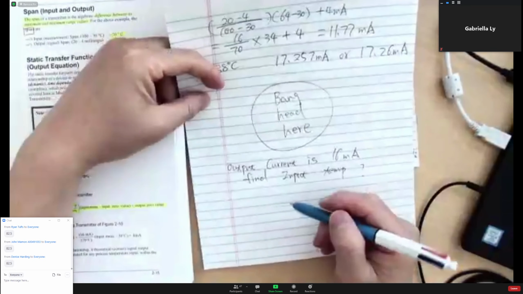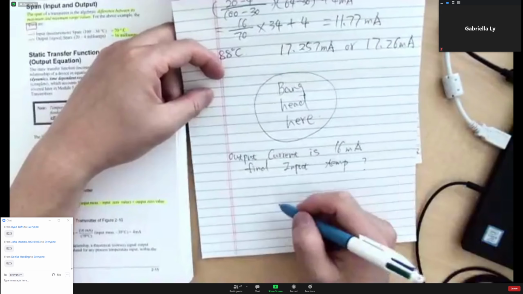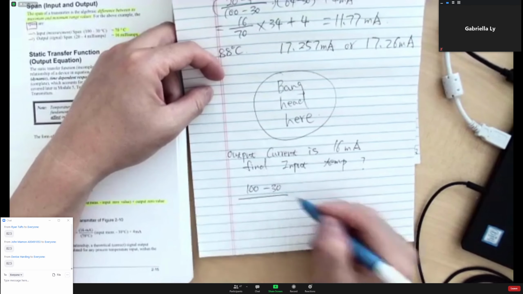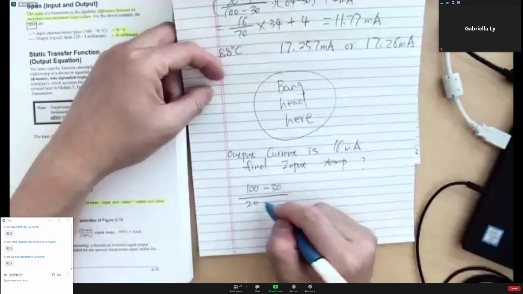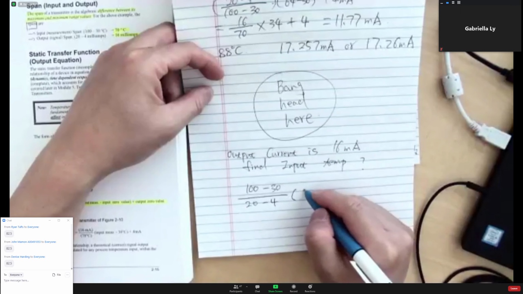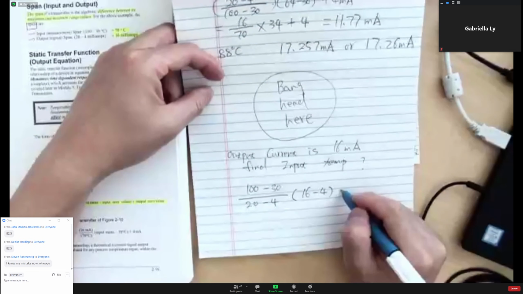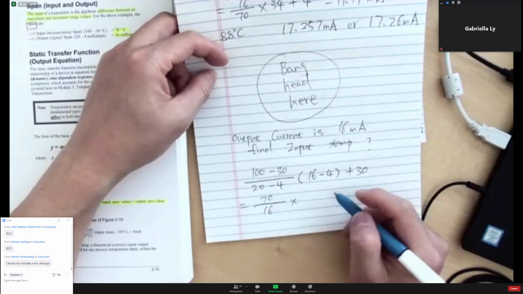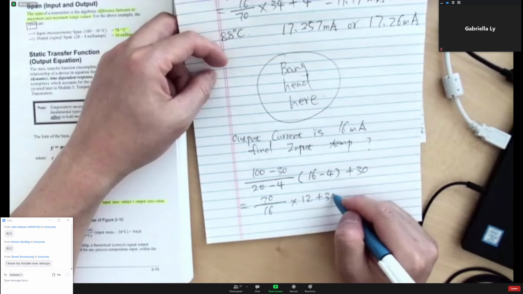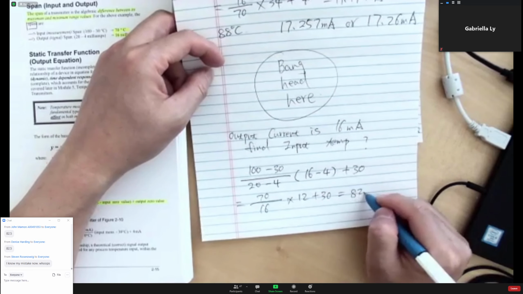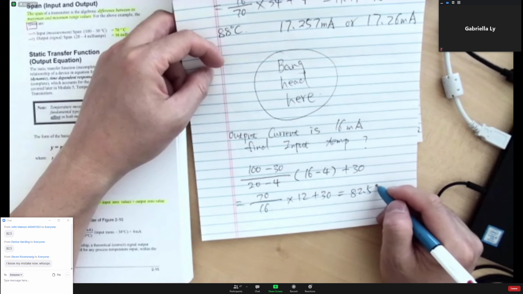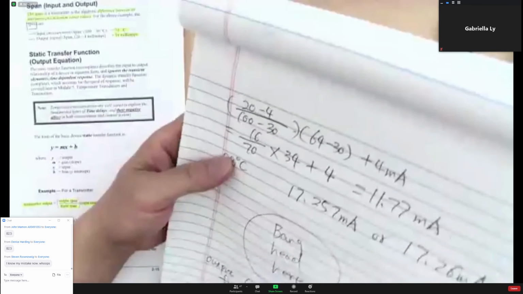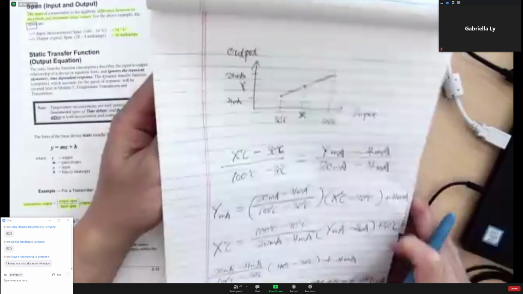So this time we're gonna go 100 subtract 30 over 20 subtract 4, 16 subtract 4 plus 30, 70 over 16 times 12 plus 30 equal to 82.5 degree. Come back to here.